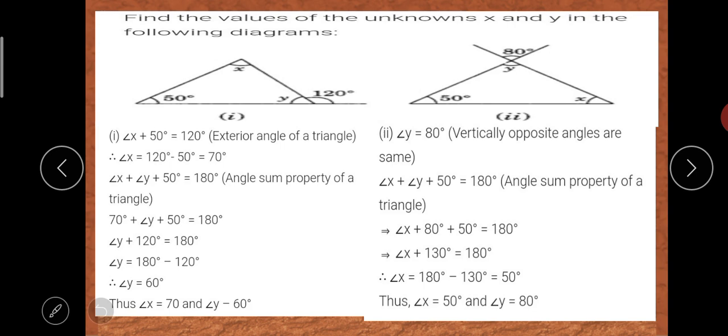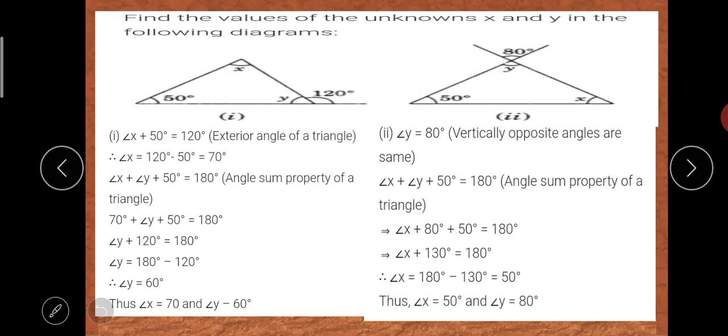Now only we studied. But in the last session we also studied about the exterior angle of a triangle. So here exterior angle is also given, interior is also given, and two interior angles we have to find. So with the help of the property we will solve it. So what is given here? x plus 50 equals 120. That is the exterior angle of a triangle. Now this is what property? Exterior angle of a triangle. In that what did we study?